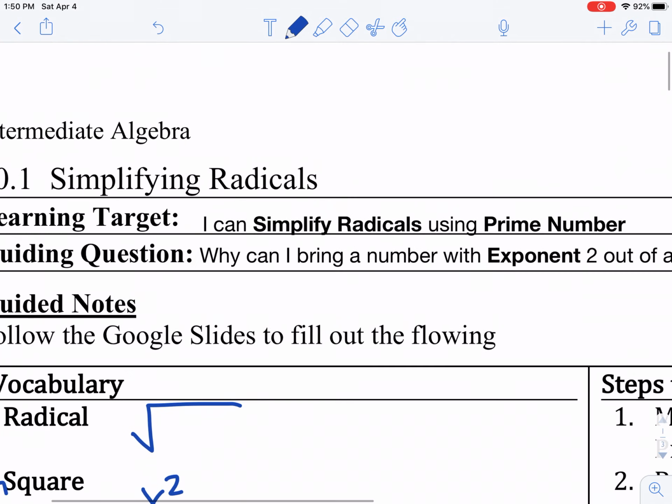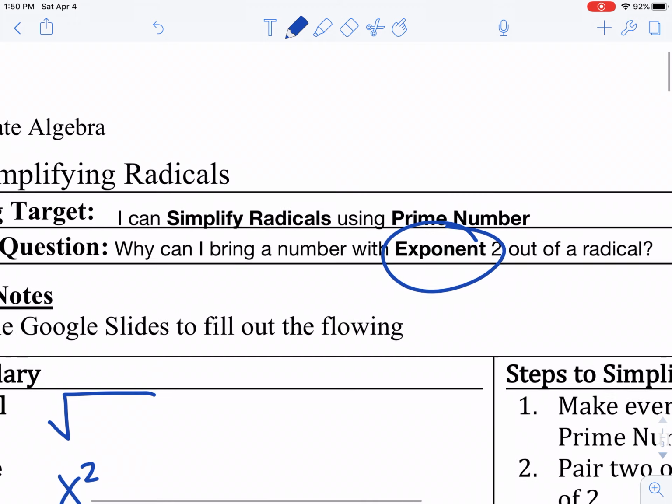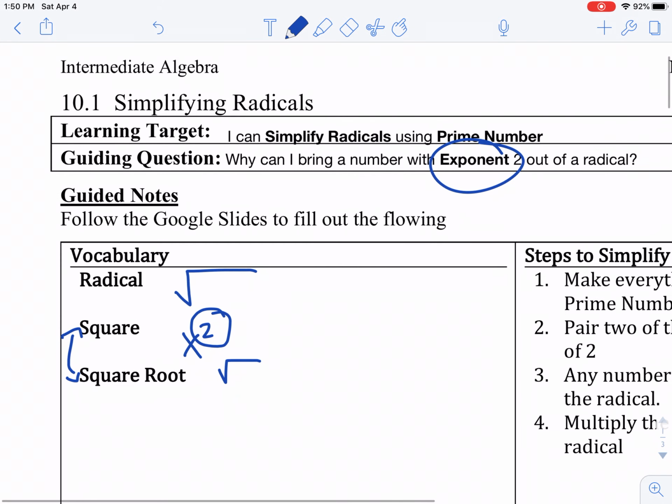Quickly, to define prime number, you'll see that in a bit. Prime numbers are just the smallest numbers that cannot be broken down anymore. An exponent, another word for exponent is power. So like this is exponent of 2 or power of 2. So go ahead and write those vocabulary down.